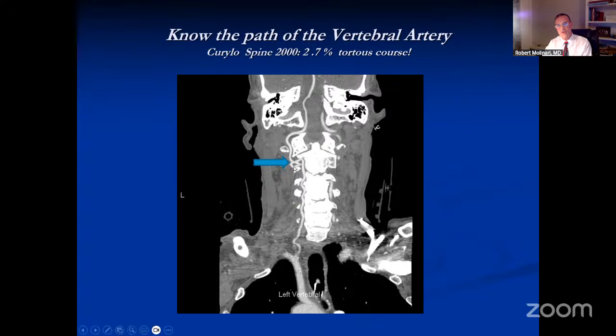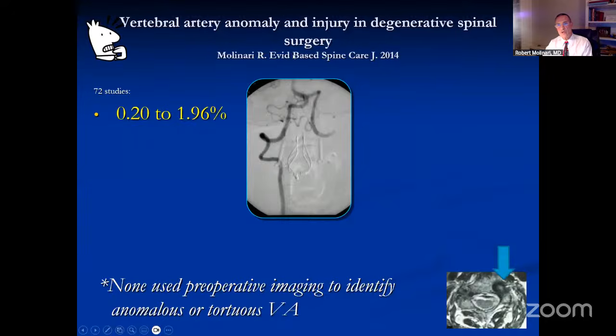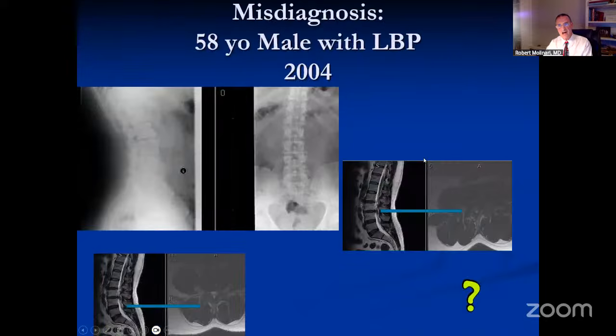Here is the case where it's tortuous. It can be aberrant 5% of the time. We wrote this up. Jens, you helped us write this up, where you can have vertebral artery anomalies, and you can have injuries up to 2% of the time. So again, it's important to know the course of the vertebral artery before you operate.